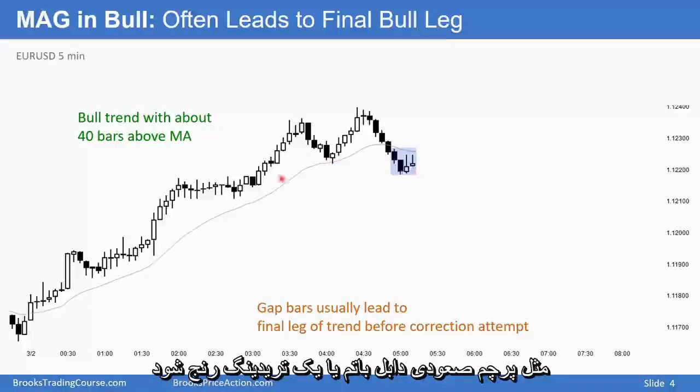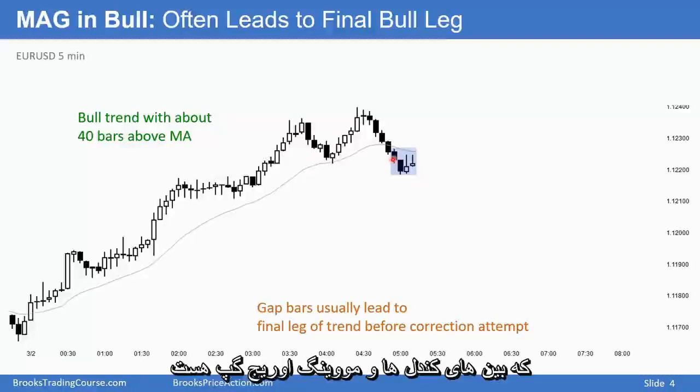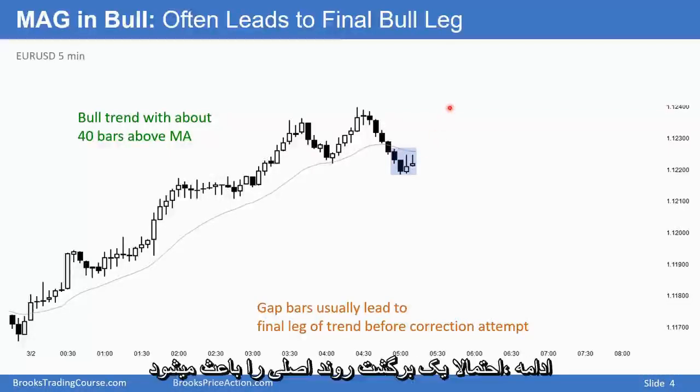a trading range. However, we have 4 bars where there are gaps between the highs of the bars and the moving average. If the bull trend does resume, the resumption will probably attempt to form a major trend reversal.